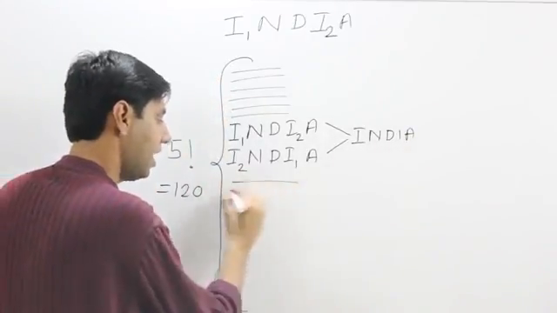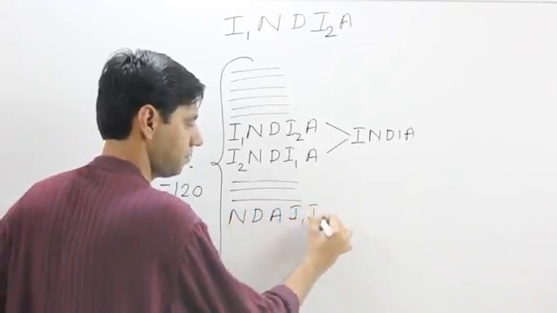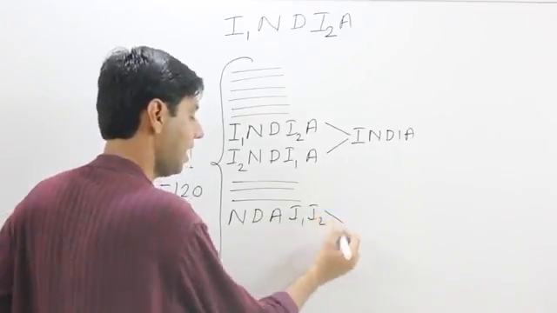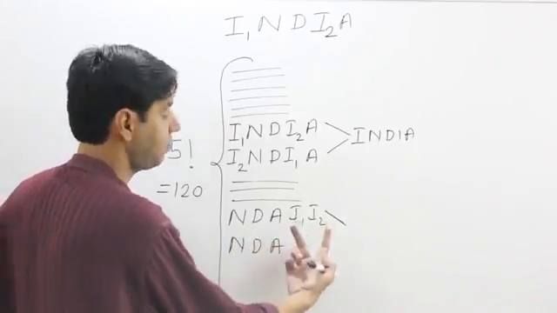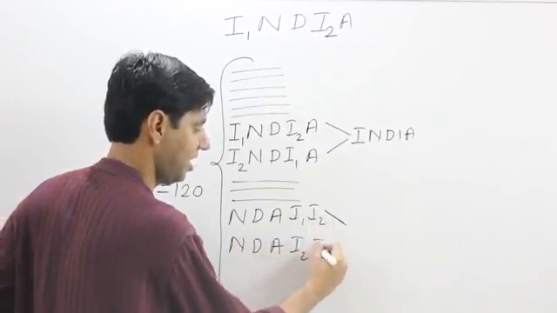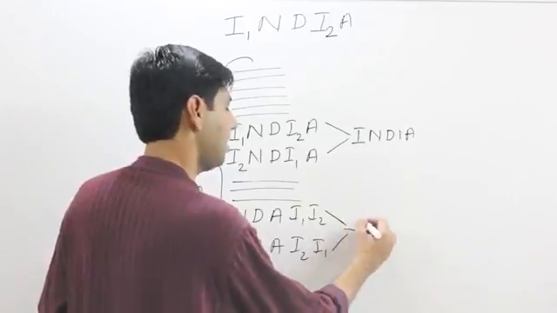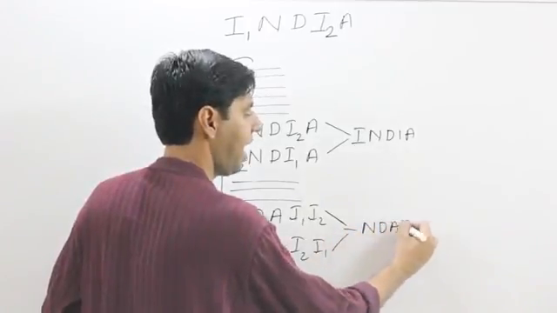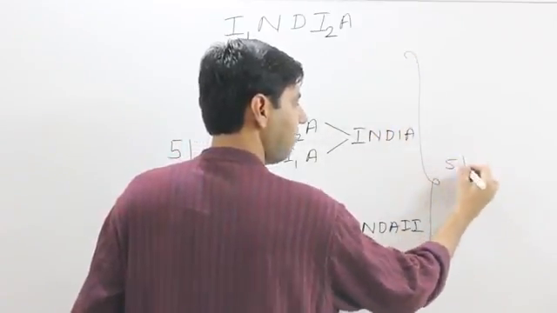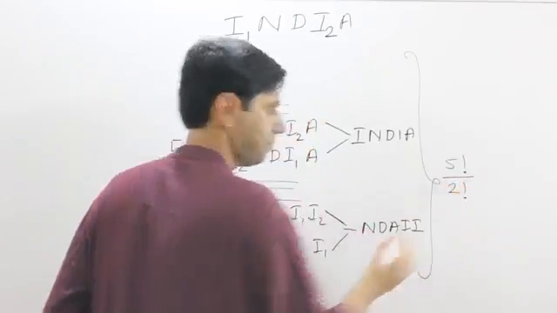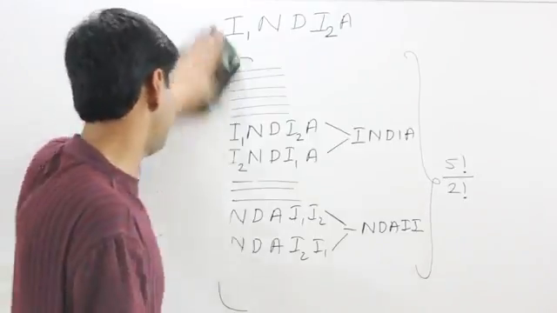For example, another one could have been N, D, A, I1, I2. There would definitely be another possibility where the N, D and A are at the same positions, but only I1 and I2 have been interchanged, and I would have counted this as 2 different words, whereas both of them result in only one word, that is NDAII. So to get my correct answer, I would have to do 5 factorial divided by 2 factorial. Hope you get the logic. And if there are multiple repetitions, the logic remains the same.